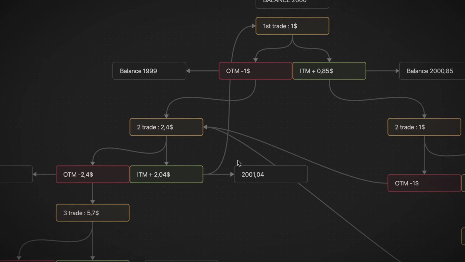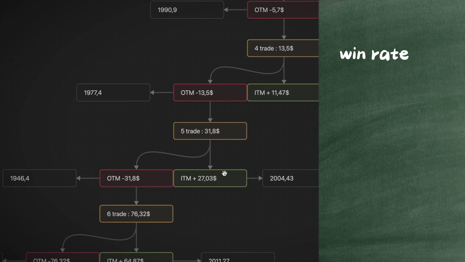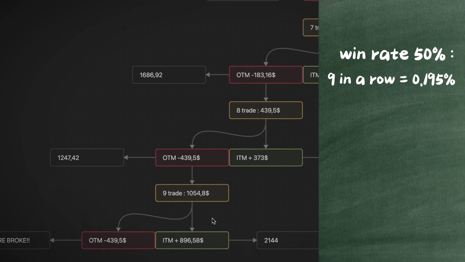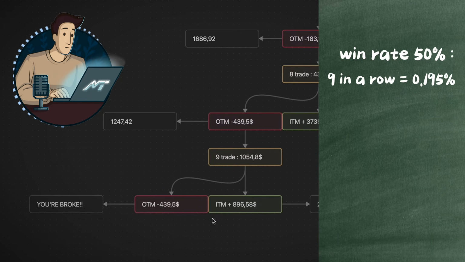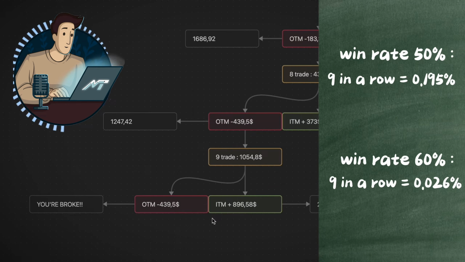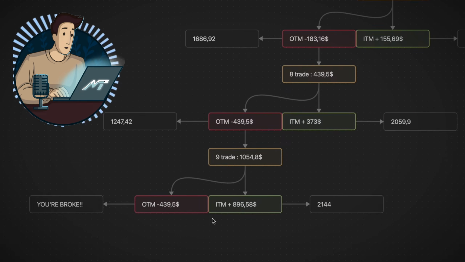In this case, you can survive 9 losses in a row. If you trade with 50% win rate, the chance of you getting 9 losses in a row is 0.195%, or about 1 case out of 512. And with a 60% win rate, the chance of losing everything is 0.026%, or about 1 case out of 3,846. Is 0.026% high? It's for you to decide.